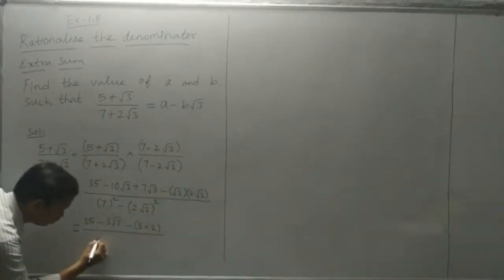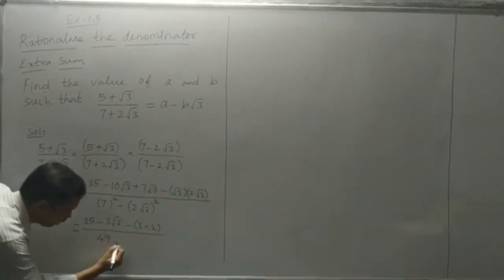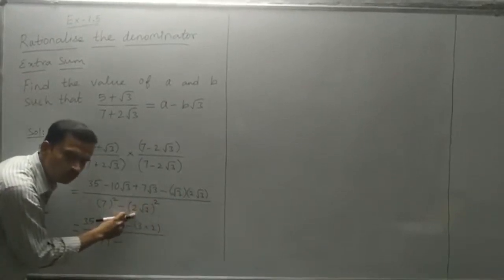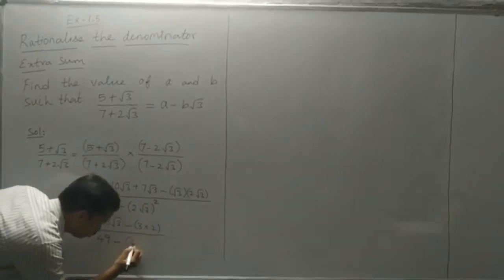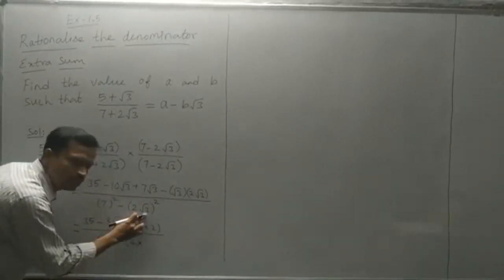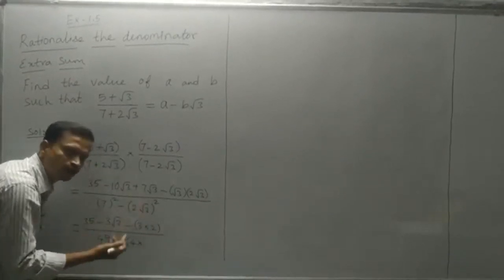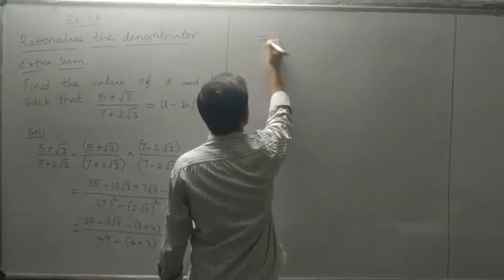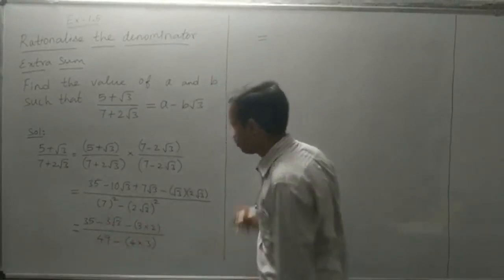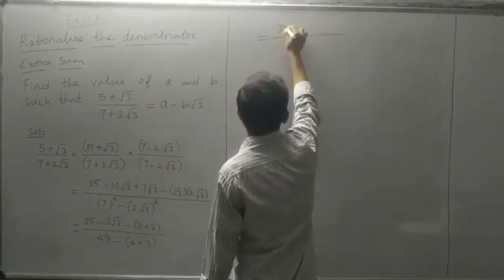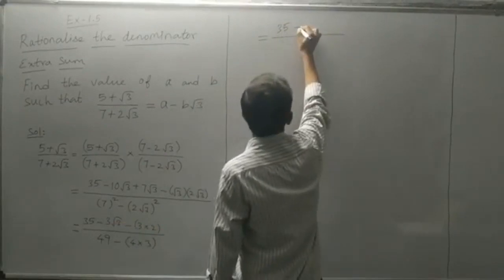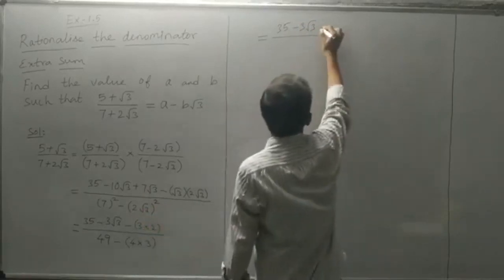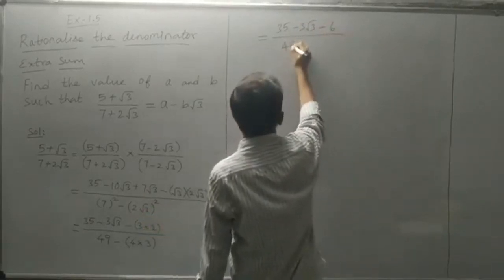And the denominator, what happens? 49. 7 square is 49. Minus. Here we have to be very careful. First of all, you have to apply the square for 2. What happens? 4. So within bracket you write 4 and then into root 3. If you apply square for root 3, what happens? 3. That's all. And now come to this side. This is equal to, what about the numerator? 35, and then minus 3 into 2, minus 6, divided by 49.